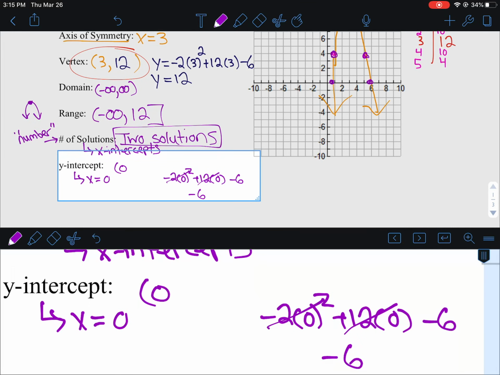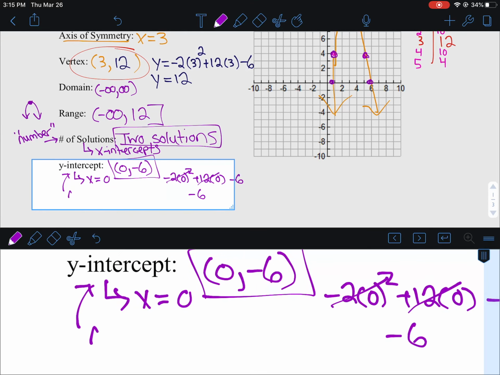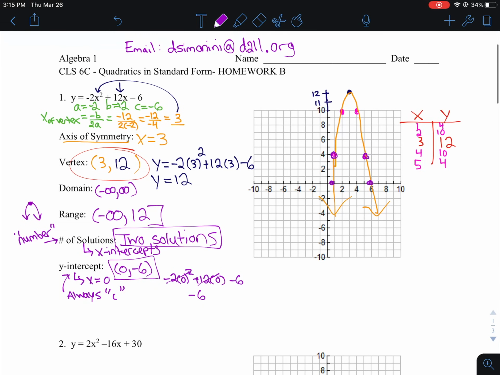Just a heads up, when it's in standard form, your y-intercept is always your c value. It's just a little shortcut because whenever you plug in 0, it'll get rid of the quadratic term, it will get rid of the linear term, and it's going to always end up being your c. So just a little hint right there.